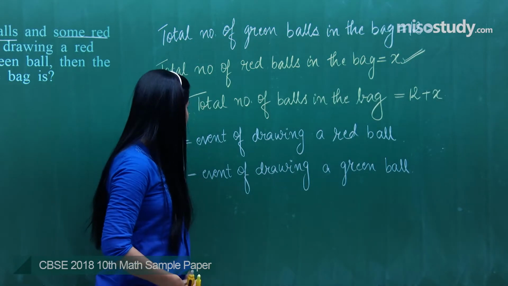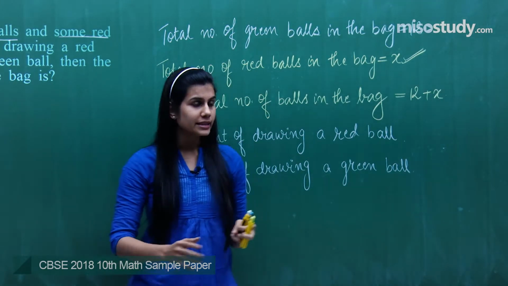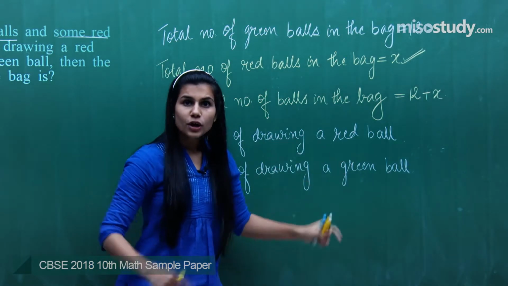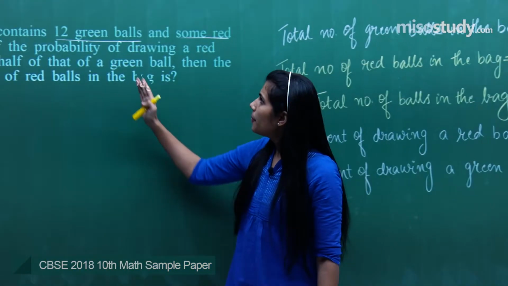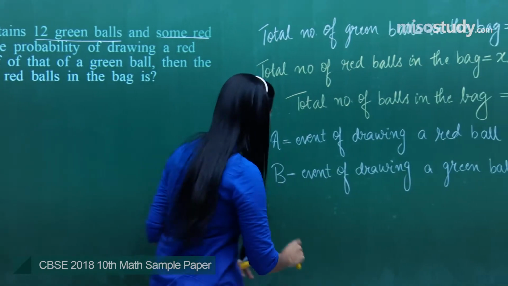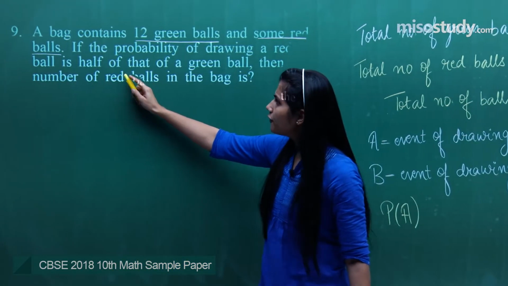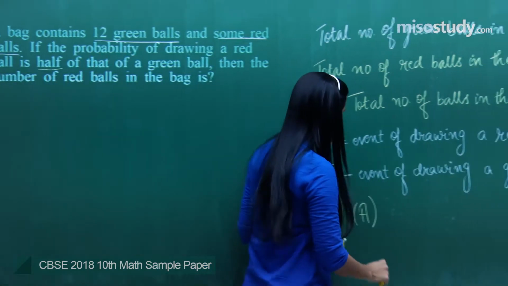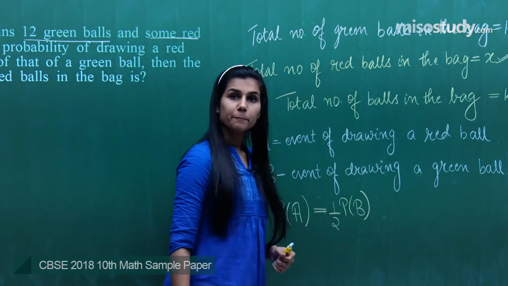Now, if these are the two events which govern the drawing of a ball, that means there can be two types of probabilities. Either the probability will be of drawing a red ball or there will be a probability of drawing a green ball. The question is saying the probability of drawing a red ball. So, probability of drawing a red ball means probability of event A is half of the probability of drawing the green ball. So, probability of event A is half of probability of event B.